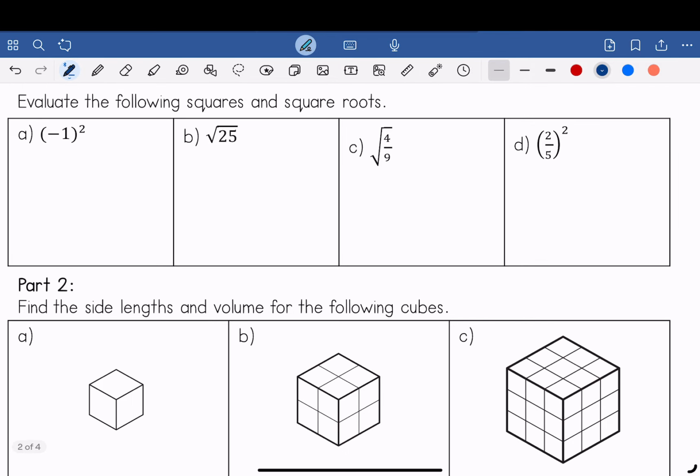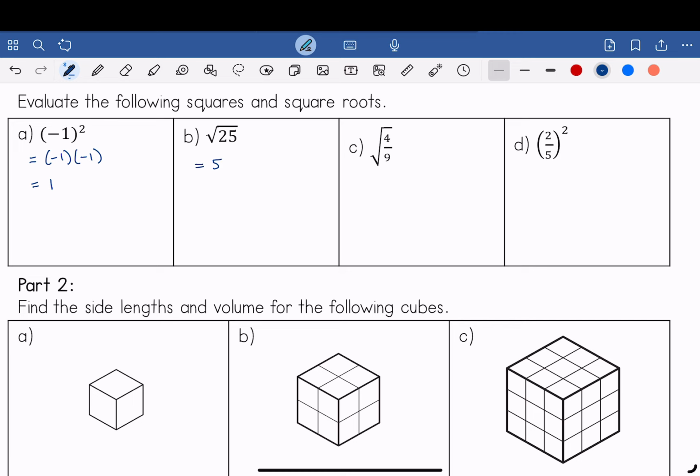Okay, some examples. Evaluate the following squares and square roots. Negative 1 in brackets to the power of 2 is negative 1 times negative 1, which is equal to 1. B, the square root of 25. Notice there's no plus or minus, so it just means the positive square root of 25, which is 5.